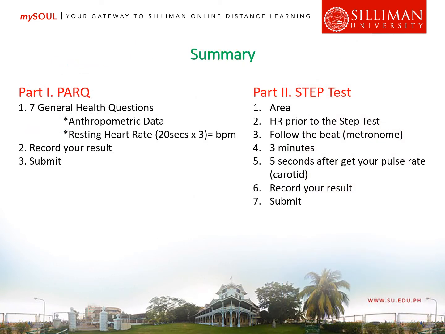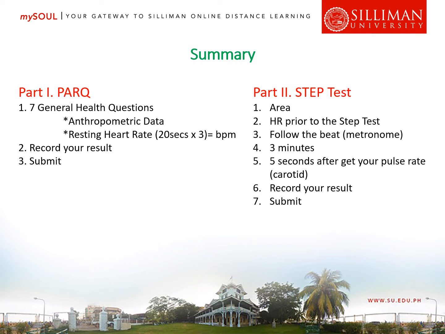In summary, be guided on the following reminders for the two tests. For Session 1, Part 1, the Physical Activity Readiness Questionnaire, the 7 general health questions should be answered properly and conscientiously. Then anthropometric data, which includes your age, your height, your weight, your body mass index, and your resting heart rate taken in 20 seconds. Multiply that by 3. That will give you your heart rate in beats per minute. Then record your result, submit your form.